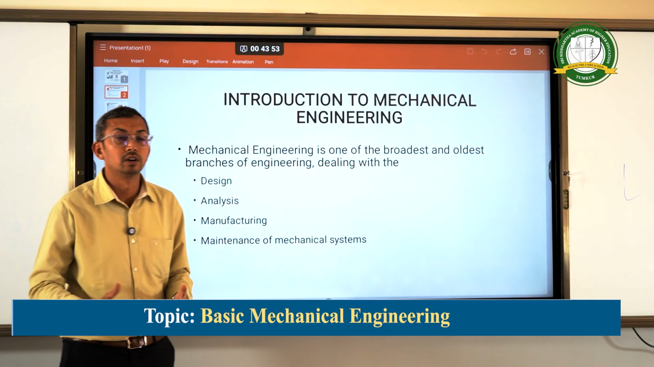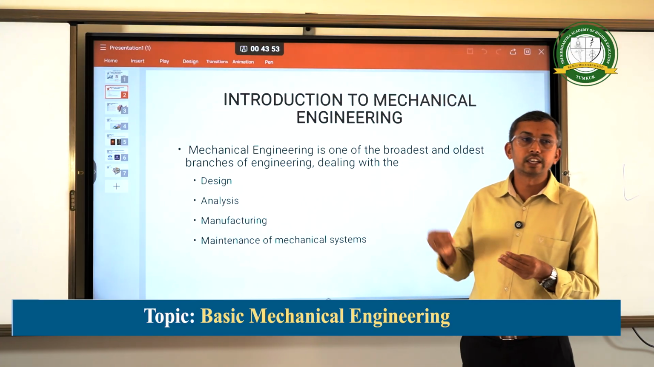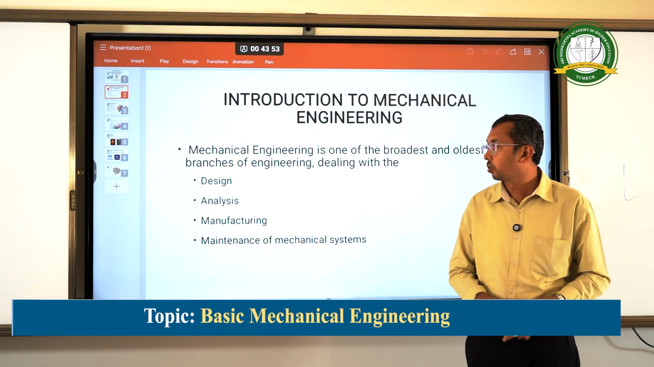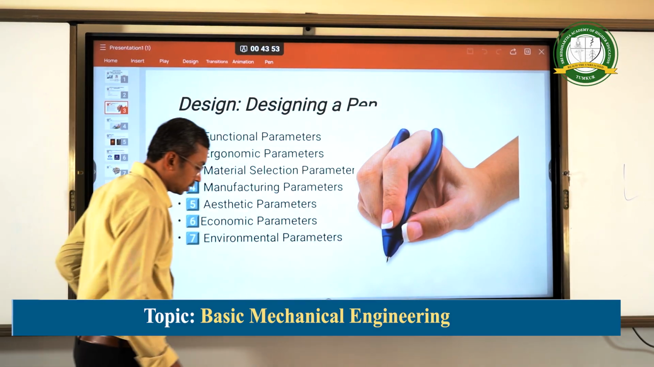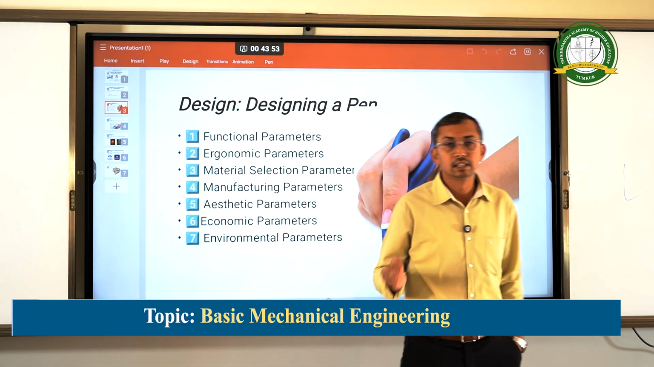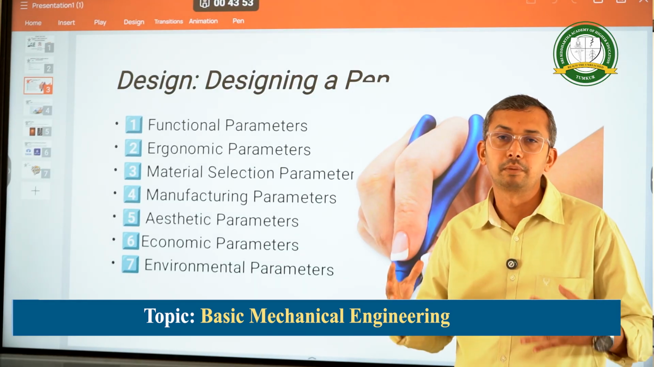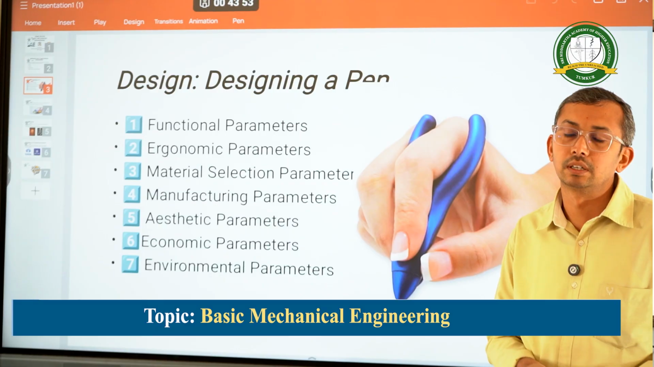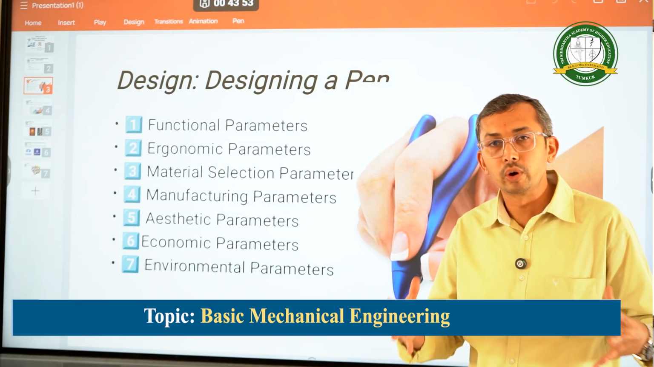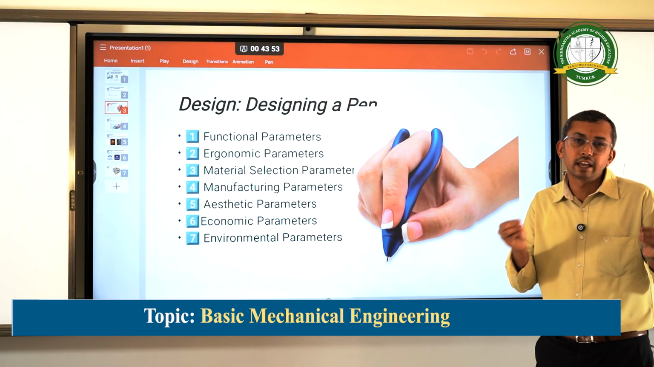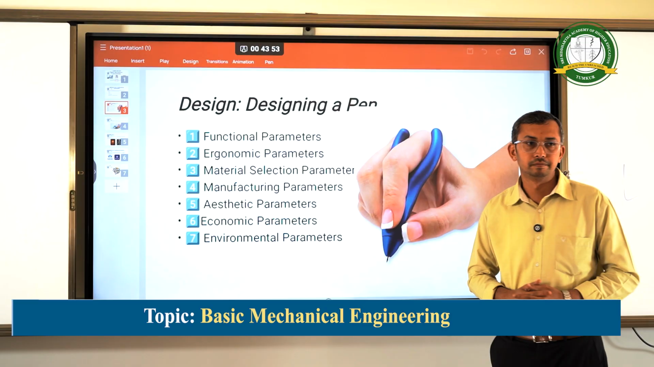Let us see one by one how these fields work. We are going to explain these fields with examples. Okay. So let us consider the first field, that is design. Here we are considering the design of a pen. What are the parameters that mechanical engineers or product designers consider before designing any product? Here we are considering the example of a pen.